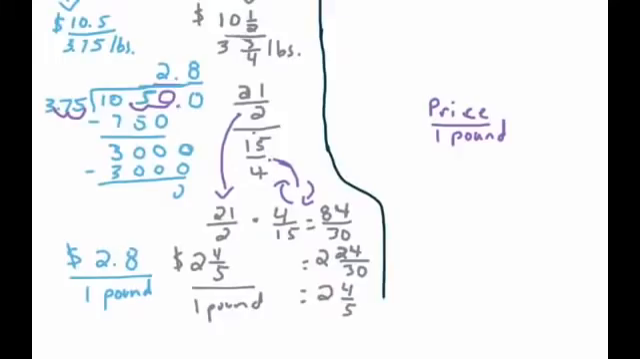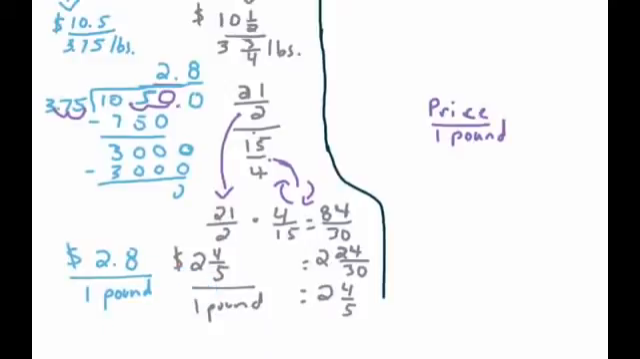So if we follow the process for using our decimal forms to our unit rate, here's our rate, here's our division problem, and it arrives at $2.80 for 1 pound. We could make a complex fraction, 21 halves divided by 15 fourths, and that would take us here, and we'd get 2 4/5 per pound. 2 4/5, 2 8/10 are equivalent.